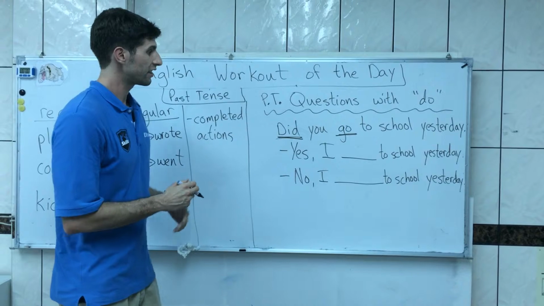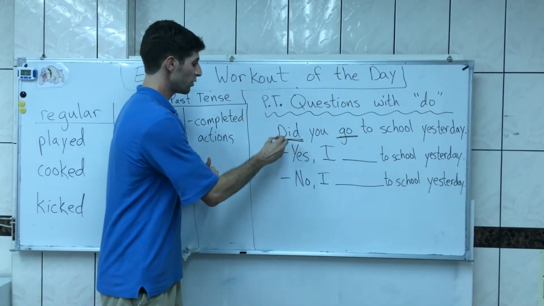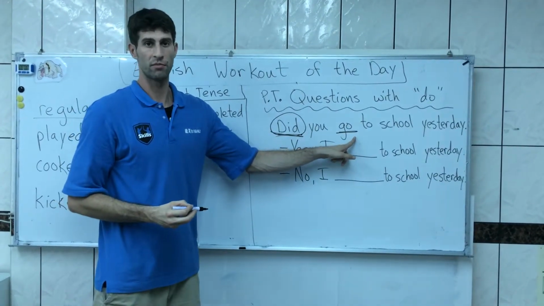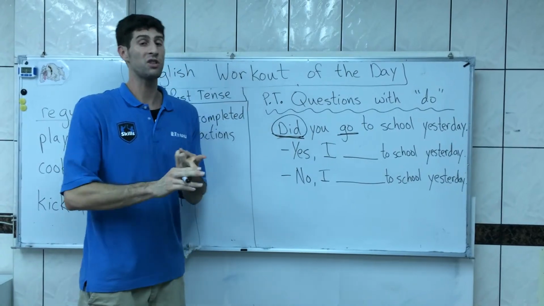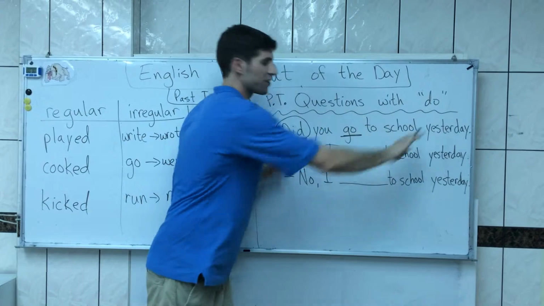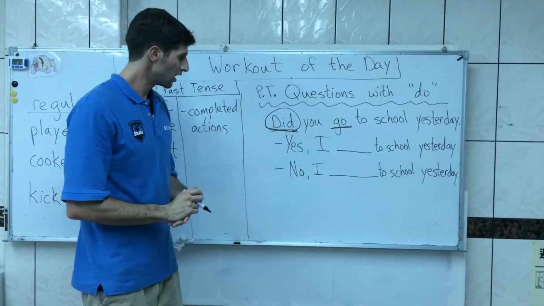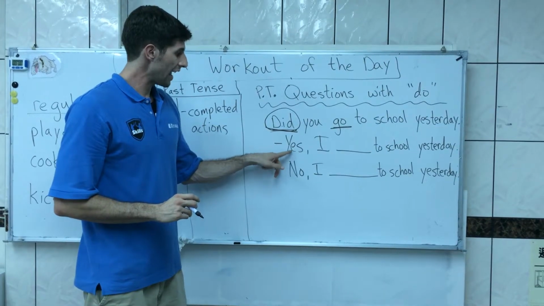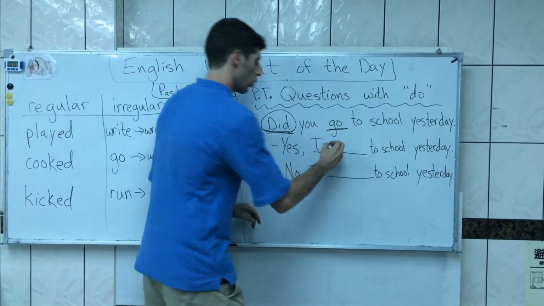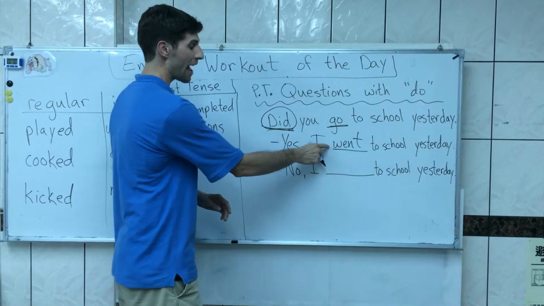Okay. But in English, at least with simple sentences like this, once you change the first verb, you don't change the second verb. Okay. So change the first verb, don't change the second verb, and this first verb did makes the whole sentence past tense. It makes the whole sentence past tense, okay? All right, so in your answer here, did you go to school yesterday? Yes, I went to school yesterday. All right, you see how it changes here to a past tense?